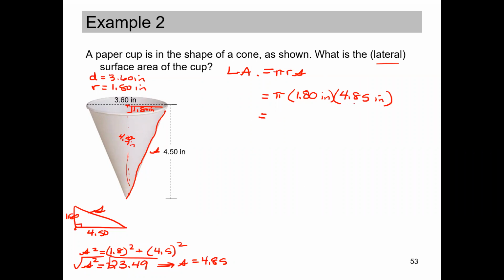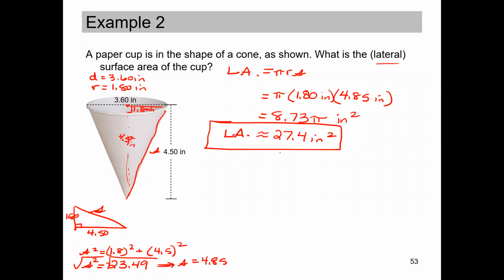So 1.8 times 4.85 is 8.73, and then times pi inches squared. So when I actually multiply by pi, and I'm going to get this out to 3 significant digits, it'll be 27.4 inches squared, and that's my lateral surface area. Now I used the approximate, but you could still use equal. That's what we've rounded to. It's 3 significant digits there. Any questions with lateral surface area of a cone?